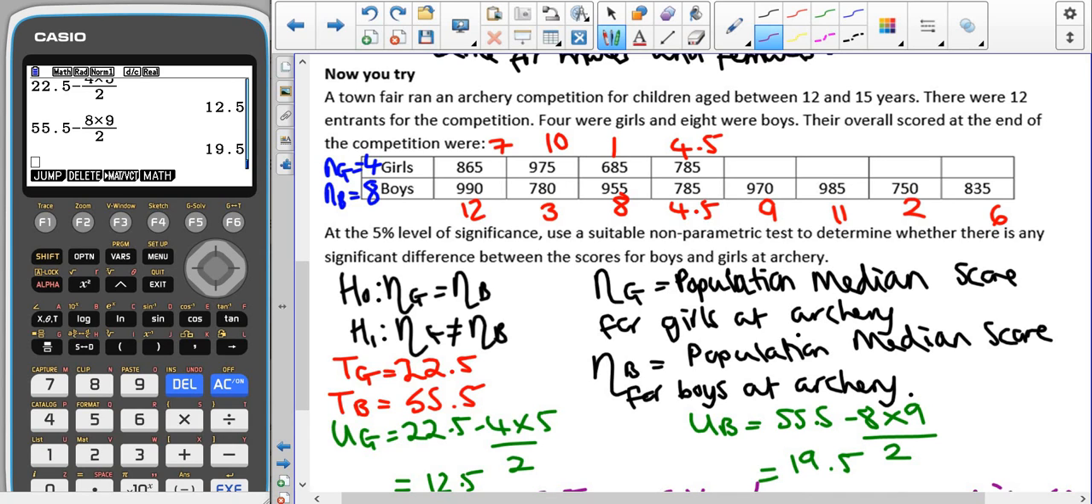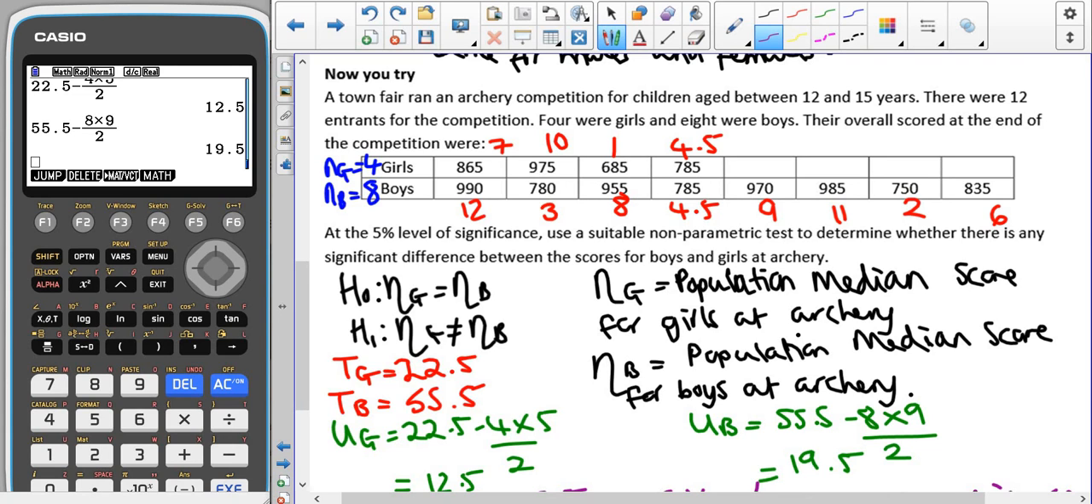and girls at archery. So because there are different sizes of samples for the girls and the boys, the only suitable non-parametric test that we've looked at is the Wilcoxon rank sum or a Mann-Whitney U test. Remember, that's the same test. So for our H0, we've got E to G equals E to B. H1, we've got E to G is not equal to E to B. And again, we have our definitions there. Population median score for girls at archery, population median score for boys at archery.